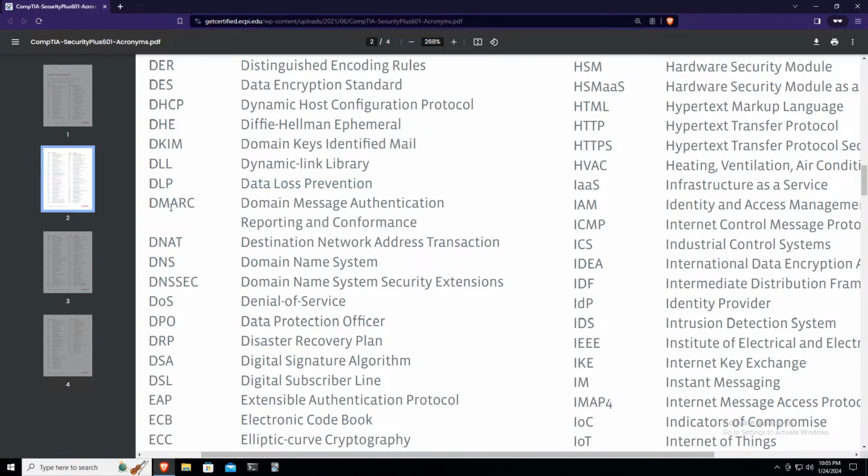DMARC, domain message authentication, reporting, and conformance. So DMARC I've heard about. Can't think of a good example though on this one. I think this might be a handshake for domain authentication, but I'm probably wrong there.